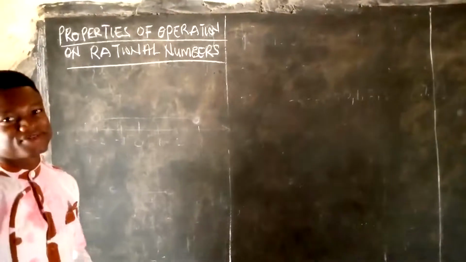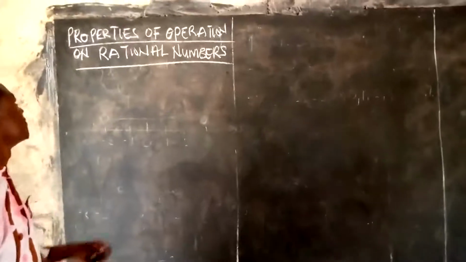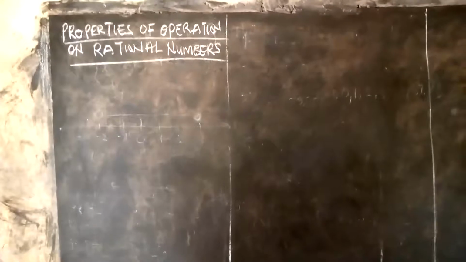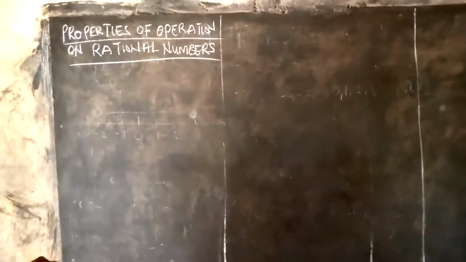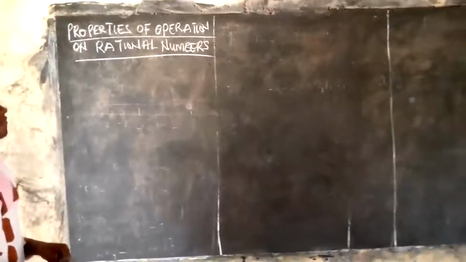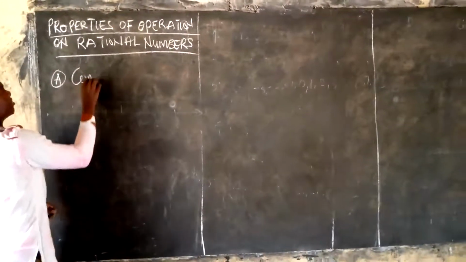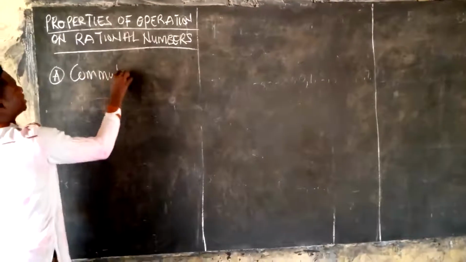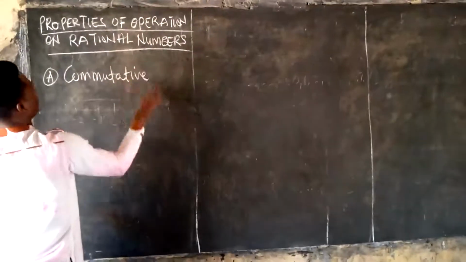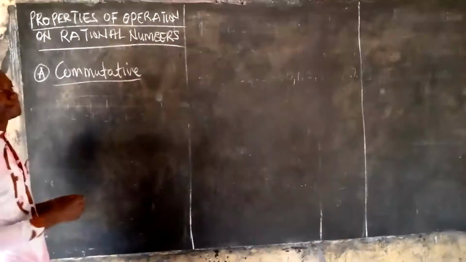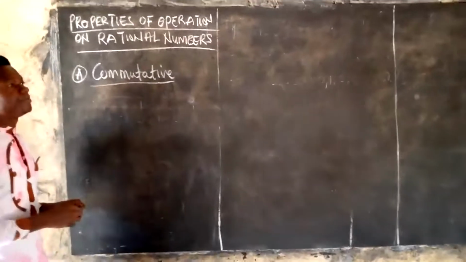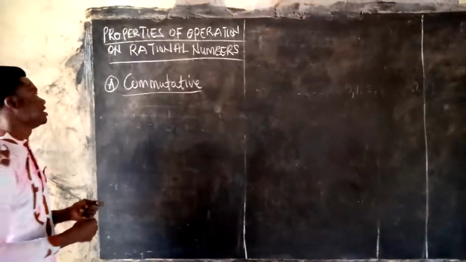Continuing from where we ended the other day. So this one, we're talking about properties of operation on rational numbers. And then the first property we talk about is the commutative property.